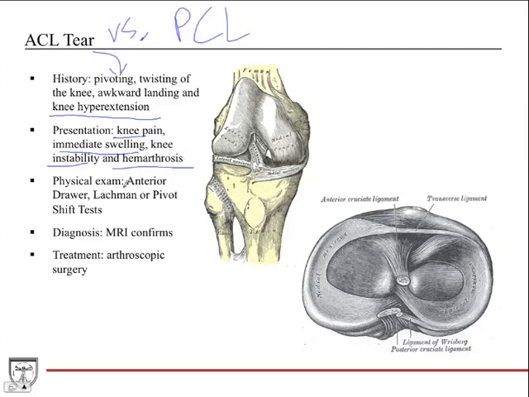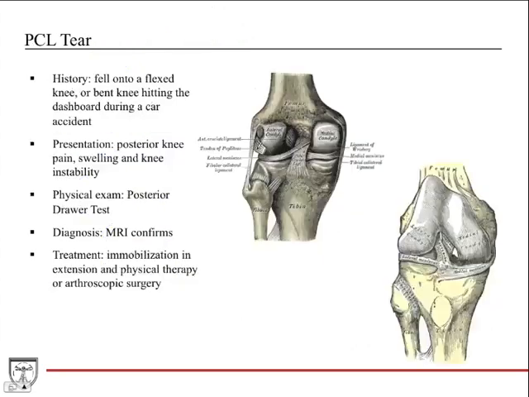Physical exam, you can do that anterior drawer test I was talking about. You can do a Lachman test or a pivot shift test. Sometimes they'll mention these in exam question stems. Diagnosis, an MRI will confirm it. So you have your clinical suspicion and then you get an MRI and confirm it. Treatment, you've got to do surgery. So arthroscopic surgery. Arthro, again, joint, scopic, so it's with a scope. So you stick a scope into the knee joint, fix the injury.